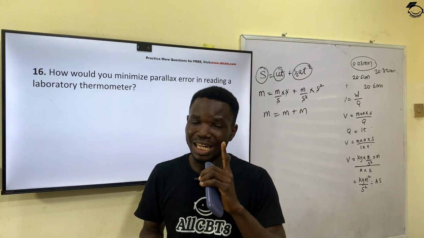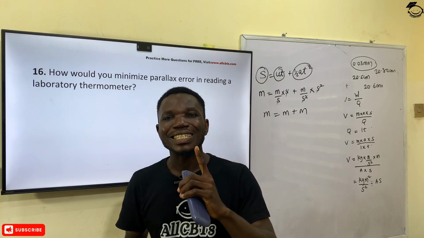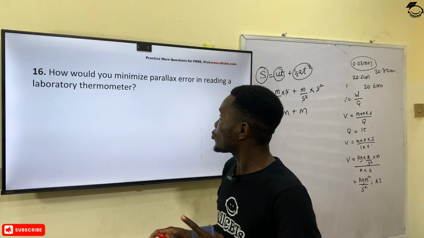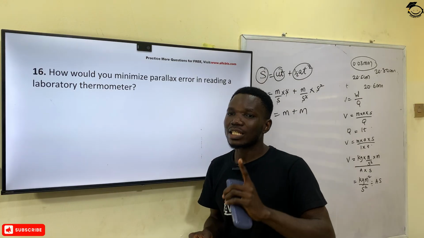So you ensure that the calibration is mirrored or bright and can be easily seen. That way you can minimize parallax error.